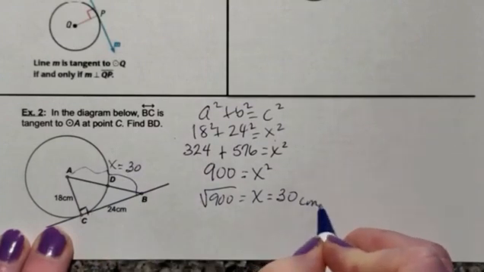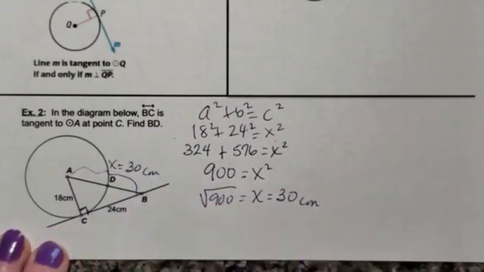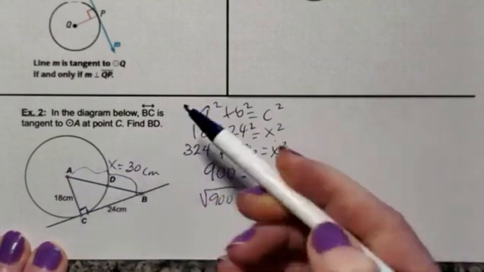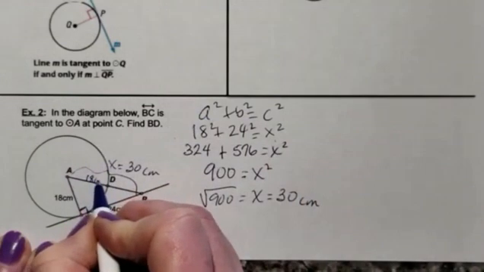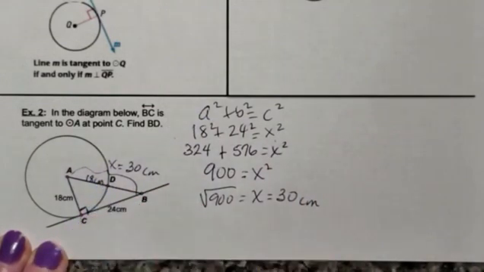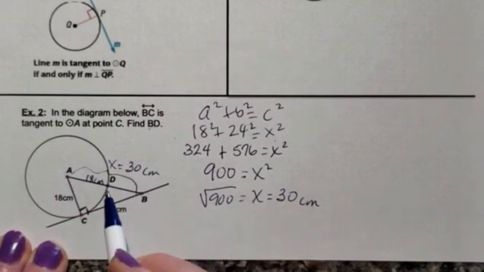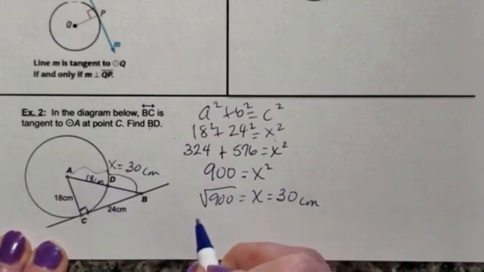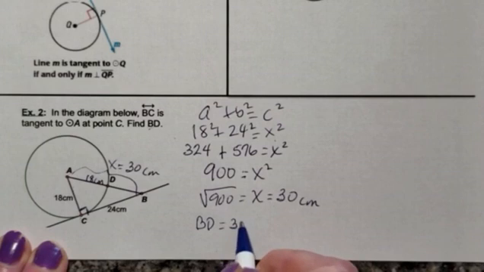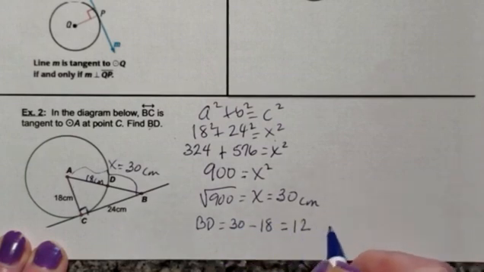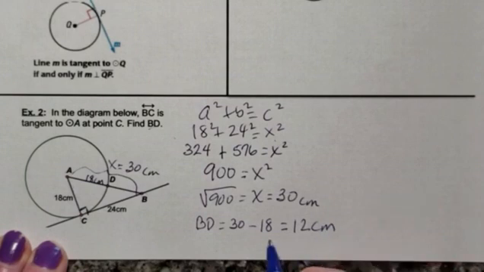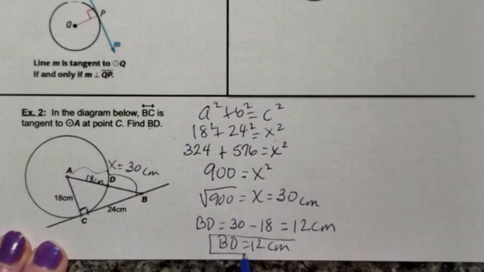I'll put 30 centimeters. And I know that the length from A to D is a radius, so it's the same as the length from A to C. So if A to D is 18, then to find the length from B to D, I'm just going to subtract 18 from 30. And that will give me 12 centimeters. So the length from B to D is 12 centimeters.